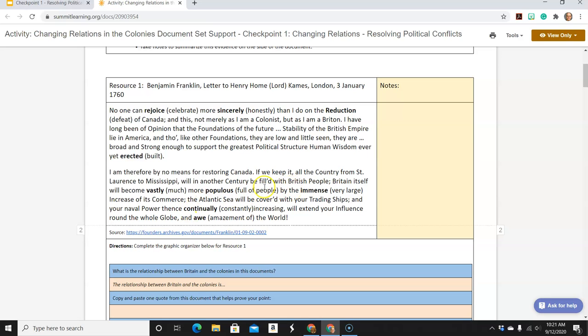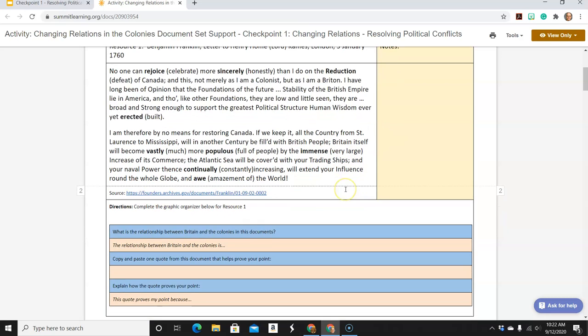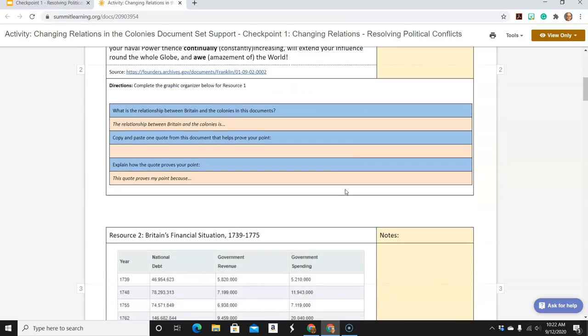If you see what he says here, if we keep it, all the country from St. Lawrence to the Mississippi will, in another century or 100 years, be filled with British people. Britain itself will become vastly more populous by the immense increase of its commerce. Commerce is money, trade. The Atlantic Sea will be covered with your trading ships, and your naval power, that's continually increasing, will extend your influence around the whole globe. So what Ben Franklin is saying here is the good things that can come from occupying the land all the way up to the Mississippi River, which they can't do because of the Proclamation of 1763.